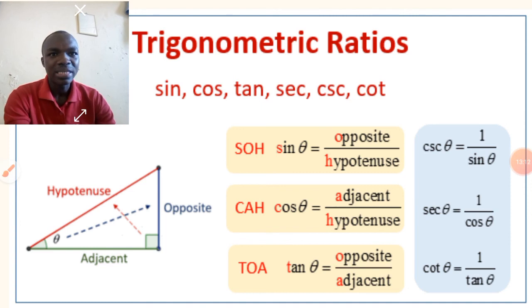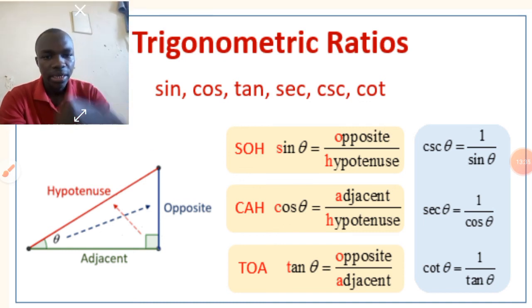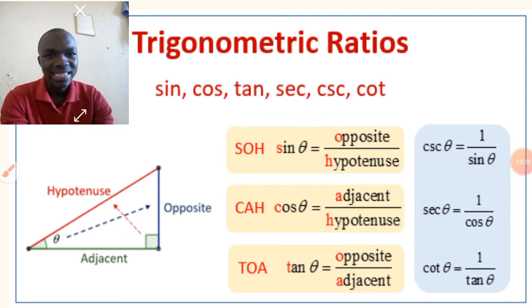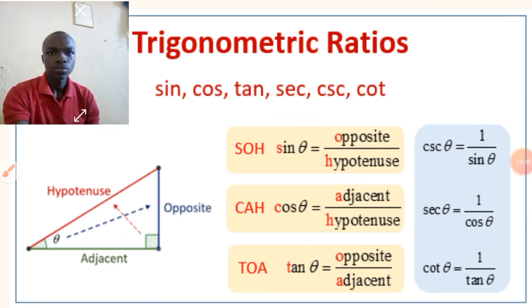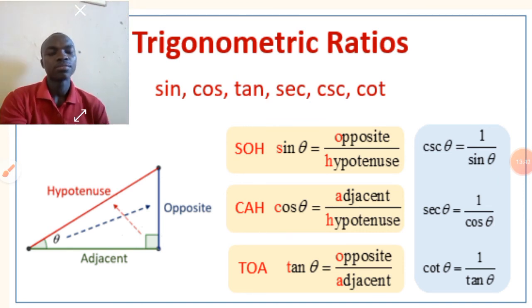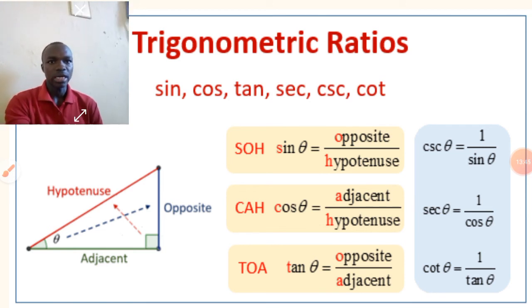Okay, so these are the basic trigonometric ratios, but for this class we are going to be using SOHCAHTOA, that is sine, cos, and tan. Sine is opposite over hypotenuse, cos is adjacent over hypotenuse, and tan is opposite over adjacent. So even if you are given an angle theta and one side of the right angle triangle, you can look for the other side by the use of these trigonometrical ratios.